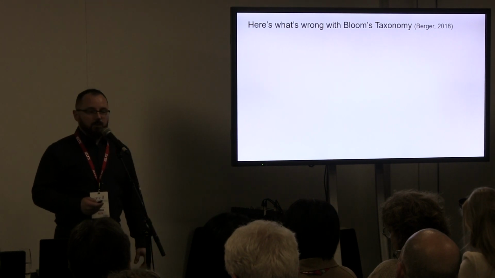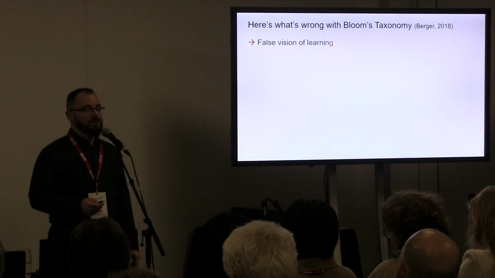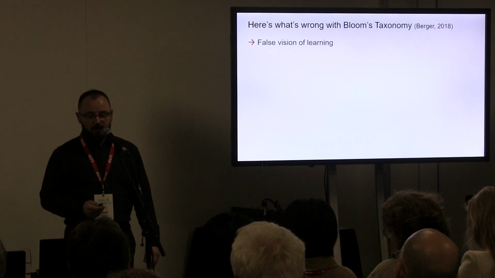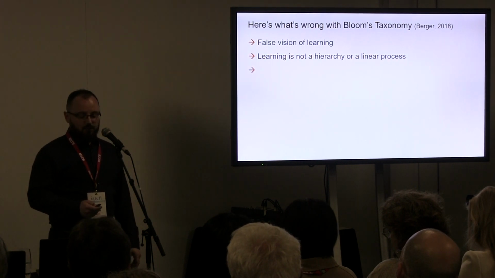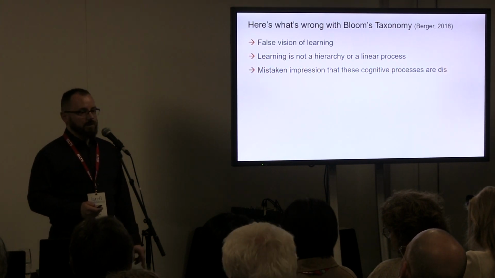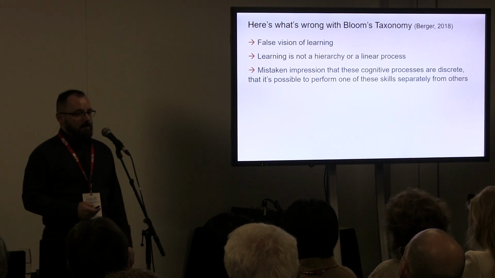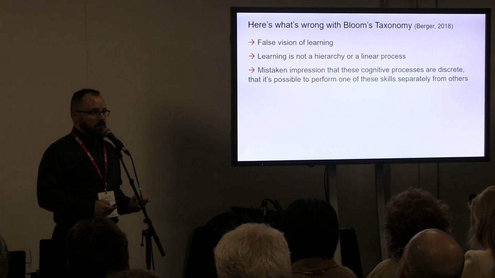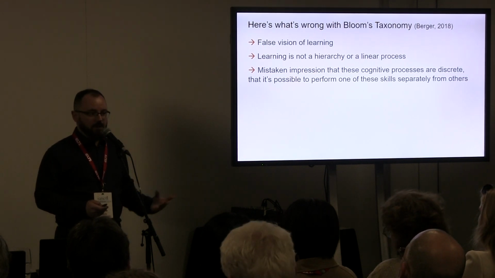The author reports that one problem that people have with the framework is that it seems to present a false vision of learning. Learning doesn't really happen in a linear way, and it's not quite true that the skills can be performed separately. Well, there are some statements in the taxonomy that could be interpreted as a suggestion that learning is a hierarchy.